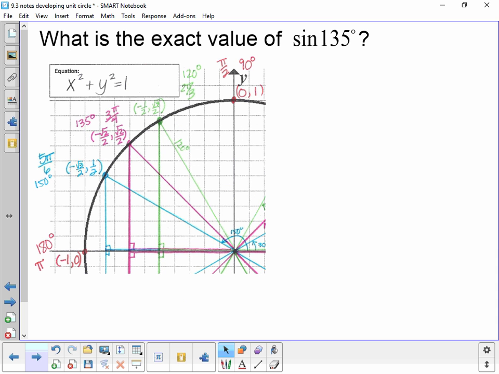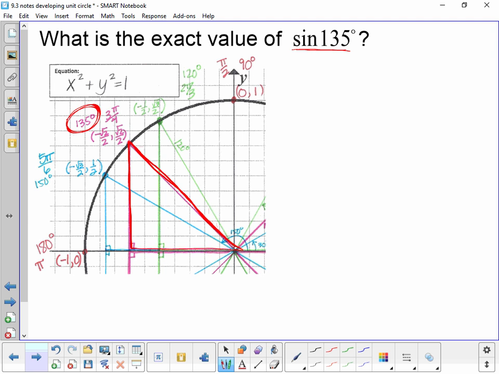So the first question is, what is the exact value of the sine of 135 degrees? I have one of the quadrants from the unit circle up here. I just picked one so we could see it a little better. If you're answering a question like this, the sine of 135 degrees, you find that angle on your unit circle. 135 degrees happens to be here. And if you want to know the sine, you can use this reference triangle right here to help you figure out the sine of that angle. And we're going to use this reference angle here.